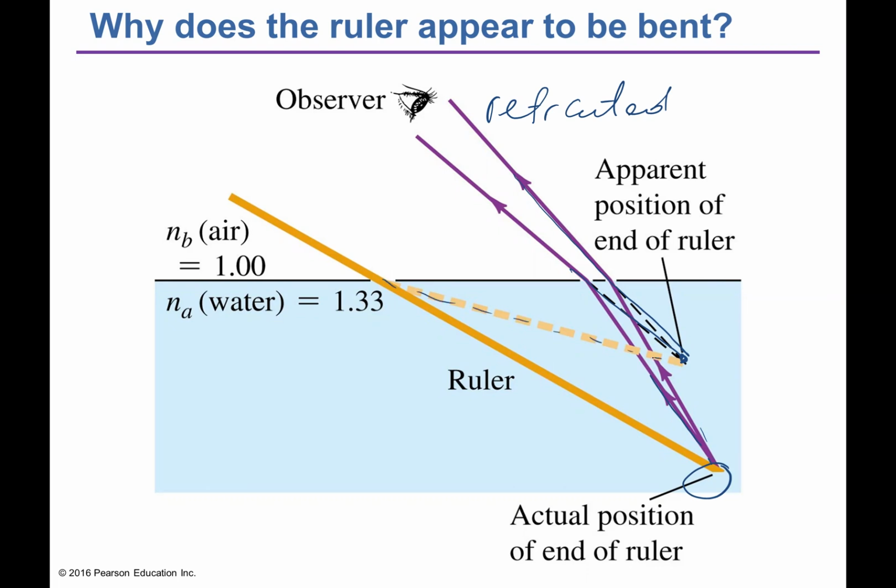Nothing is wrong with the ruler. It's just the image it generates for you because you're outside of the water. If you're looking from here, then nothing is wrong with this, but that one would be different. So you see two different things depending on which medium you are in.